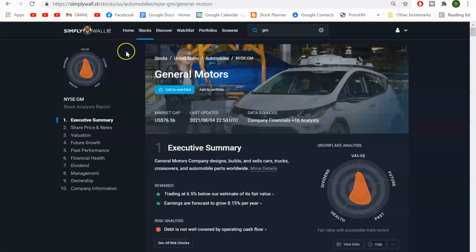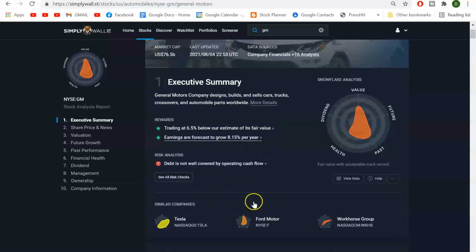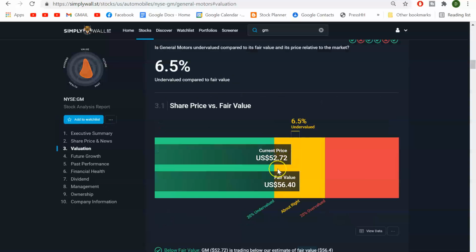That's interesting. Looking at Simply Wall Street, this is the Snowflake, by the way, and you try to get it to be green and filled out as far as it can. The stock is currently trading at 6.5% below the fair market estimate. That's not a whole lot. The earnings are forecasted to grow 8.15%. It has a lot of debt. It's just pretty close to fair value in the current price.